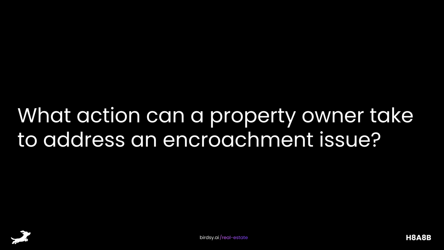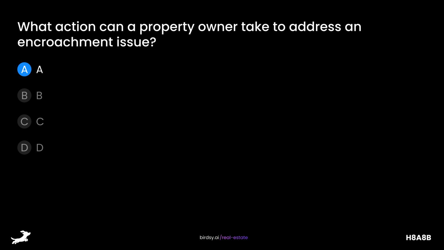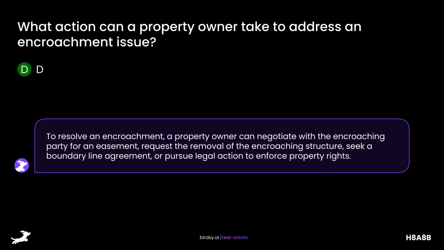What action can a property owner take to address an encroachment issue? Is it A, B, C, or D? The answer is D. To resolve an encroachment, a property owner can negotiate with the encroaching party for an easement, request the removal of the encroaching structure, seek a boundary line agreement, or pursue legal action to enforce property rights.